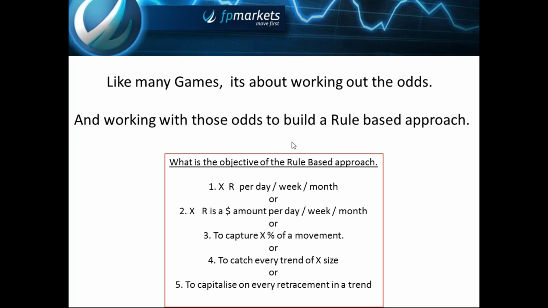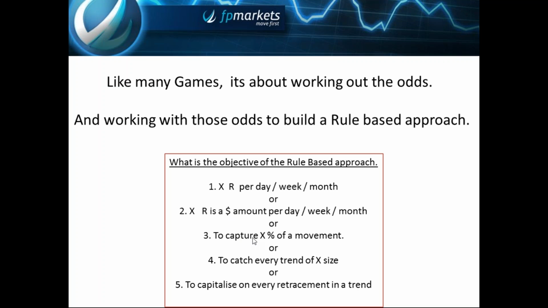So in the first instance, we need to sit down and work out what is the objective that we want to achieve. Is it, for example, a certain number of R per day, R against your risk? Is it a certain number of R per day, per week or per month, as my business plan going forward? Is it a certain amount of dollars per day, per week, per month?